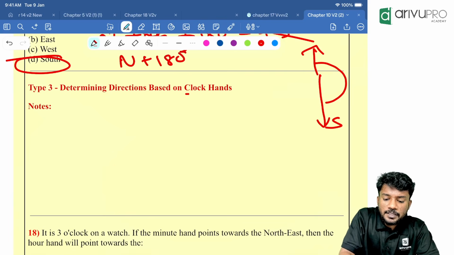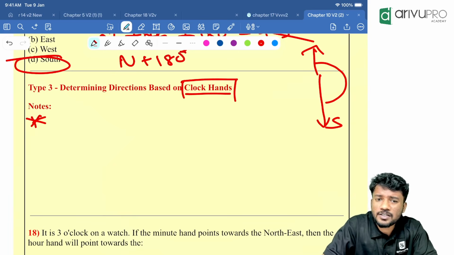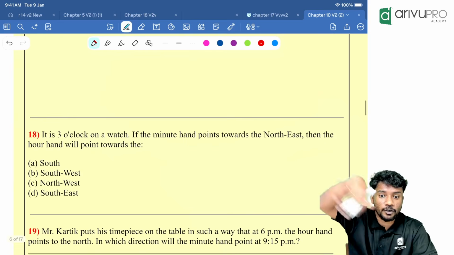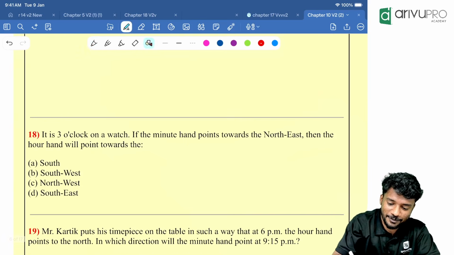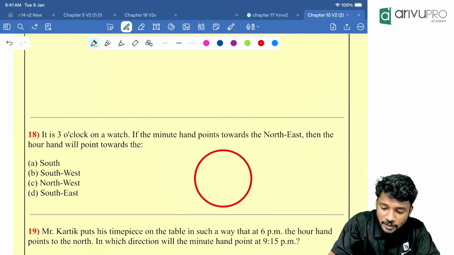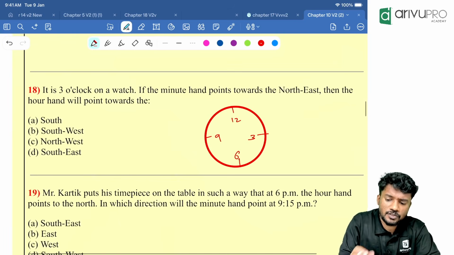Now people, determining direction based on clock hands. There were attempts in the previous year. They asked question based on time. Okay, first of all, you need to know how a clock looks like. Everyone knows how an analog clock looks like. Yes. So where will be 12? 12 will be over here. Then this will be what? 6. This will be what? 3. This will be what? 9.